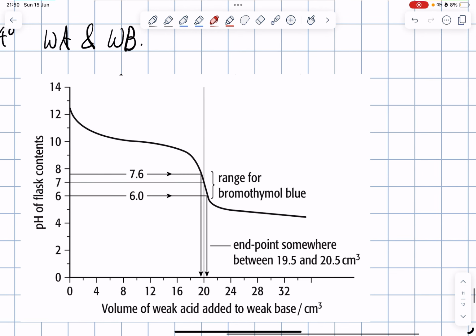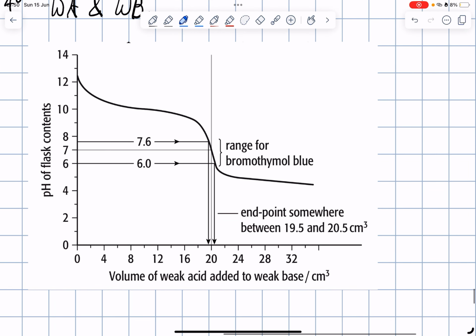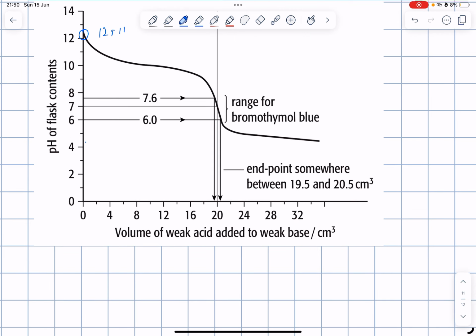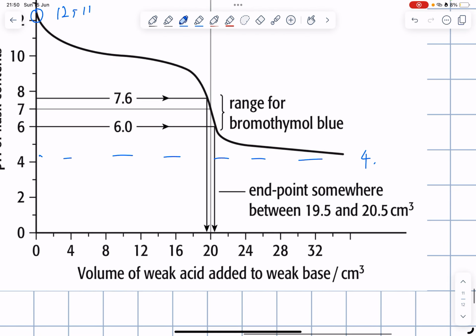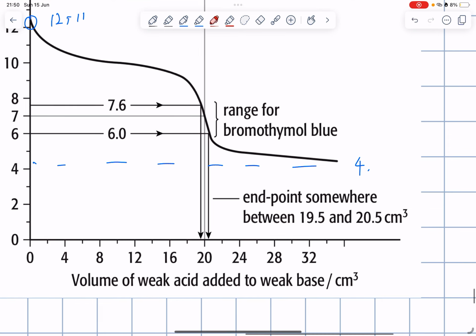Now we are turning to weak acid and weak bases. So first we're starting at approximately 12, 11 or something, it doesn't matter. And we are ending at approximately 4. So there is actually not a specified endpoint for weak acid and weak bases, because you see that the line has a smaller gradient compared to all of those three previous graphs. So actually we cannot determine the exact value for the endpoint. It's somewhere between two values.